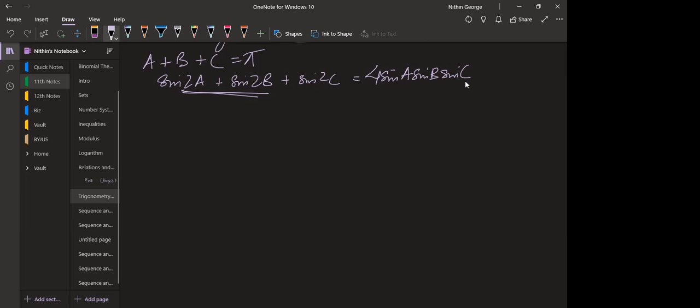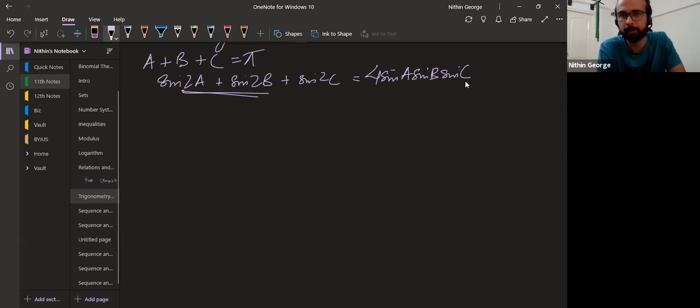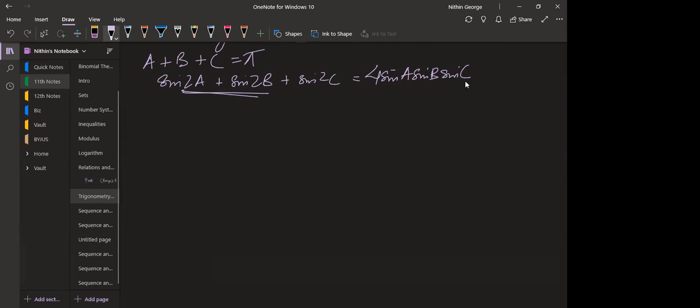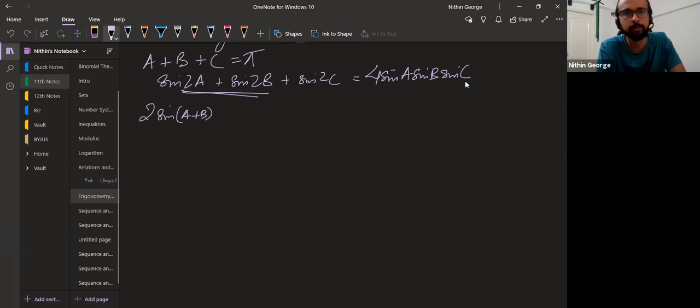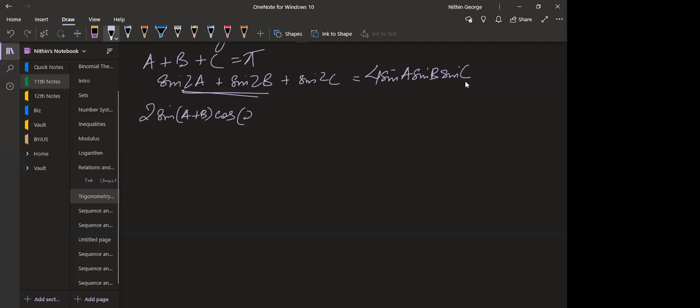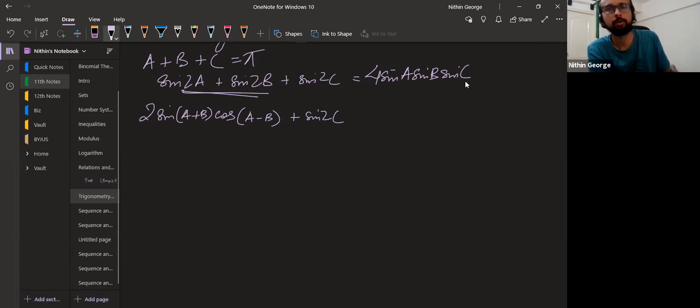Now, sine 2A plus sine 2B. What can I write that as? How can I make it a product? 2 sine of 2A plus 2B by 2, correct. So that 2 will cancel out. And then cos of 2A minus 2B by 2, so that becomes A minus B, plus sine 2C.